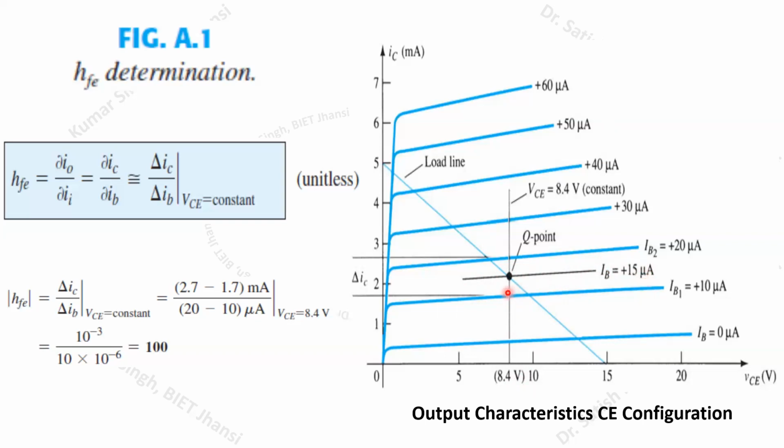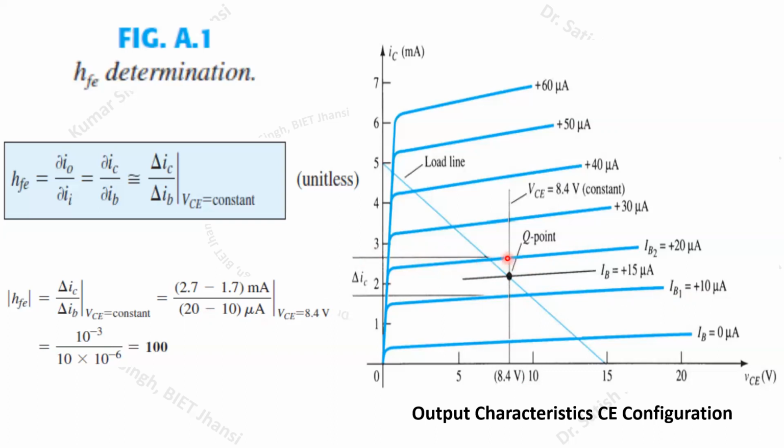Here we have to calculate the variation in delta IC with respect to the change in delta IB. The variation in delta IB is taken as 20 minus 10 microamperes. This is the curve corresponding to 20 microamperes, and here we have another curve corresponding to 10 microamperes. If you calculate this vertical deviation, this deviation will give you delta IC.